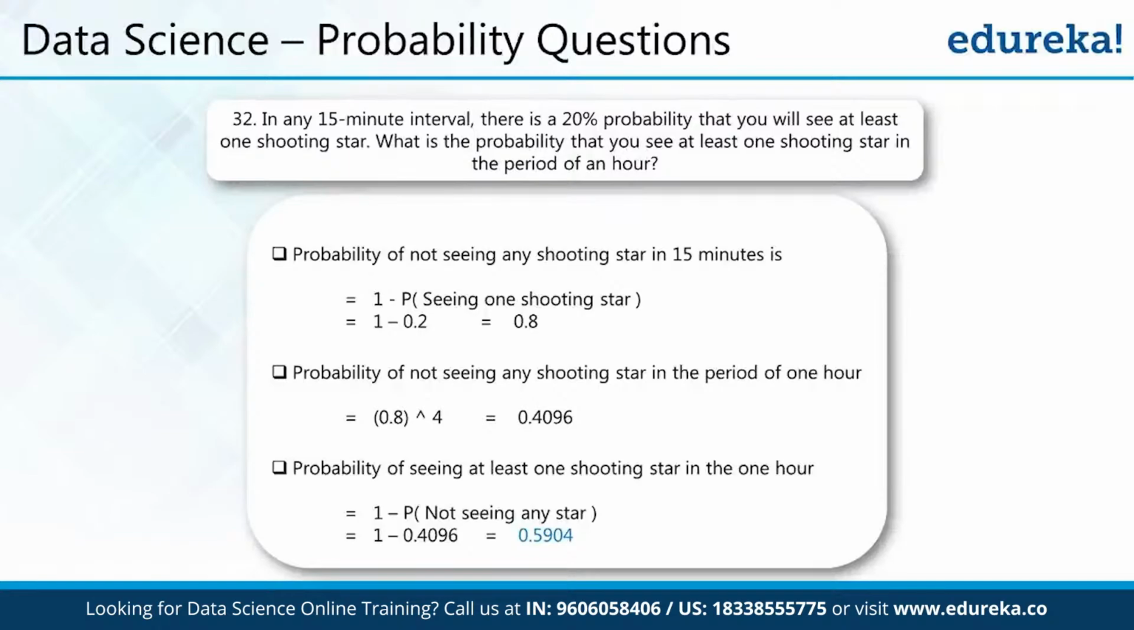Okay, what I need to do then is find the probability of not seeing the shooting star in 1 hour, because these are independent events. Seeing a shooting star in the first 15-minute interval, the second, third and fourth in an hour's period are independent of each other. We can multiply the probabilities: 0.8 times 0.8 times 0.8 times 0.8, which comes down to a value of about 0.4. So the probability of not seeing the shooting star in a period of 1 hour is 0.4. And to get the value we are interested in, the probability of seeing the shooting star, it is 1 minus the probability of not seeing it, so the probability here comes down to about 0.6.